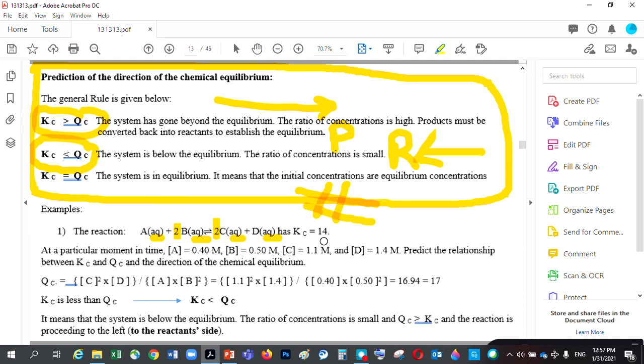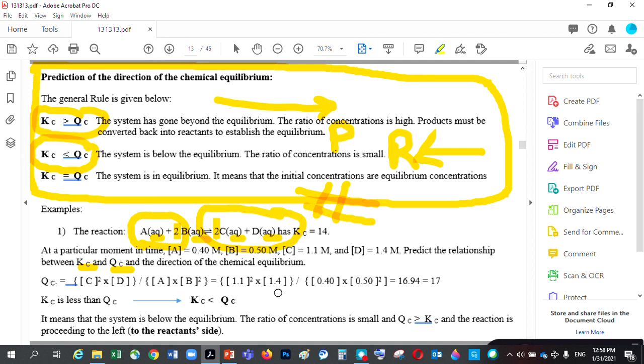So the Kc is given to us. It says at a particular moment in time, the molarity of A is 0.4, the molarity of B is 0.5, the molarity of C is 1.1 molar, and D is 1.4. Predict the relationship between Kc and Qc, and the direction of the chemical equilibrium. Well, you just plug in all the numbers you have into Qc, correct? And this is at a particular time. It's not given any time. So let's put all those together and watch out for the number of moles to come up as a power. The products will come over the reactants here, correct?